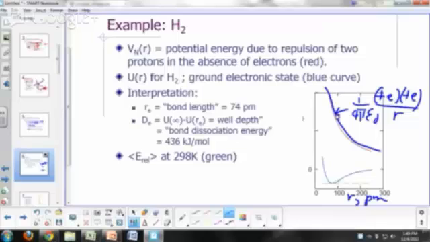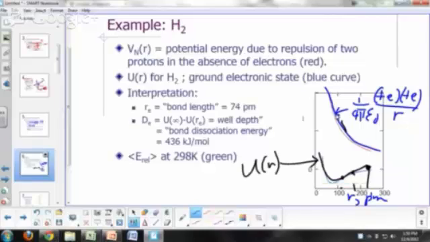Now, if you were to do the calculation for the ground electronic state of hydrogen, at this particular distance, the lowest possible electronic energy you calculate would be something like this. At this distance, you'd calculate that value, and at this distance, you'd calculate that value. So if you have the electronic energy plus this potential energy of repulsion, you get this molecular potential energy curve. This is the potential energy curve for the ground electronic state of H2, this blue curve on this diagram.